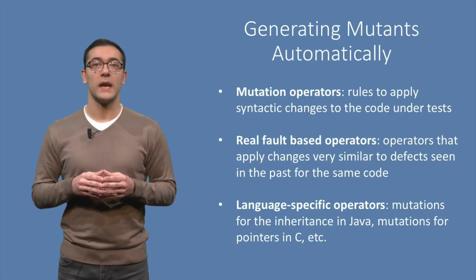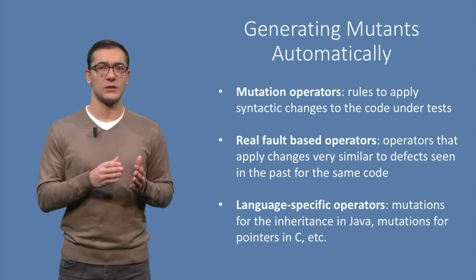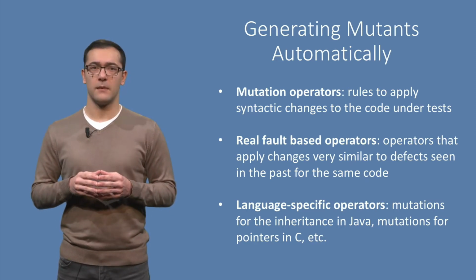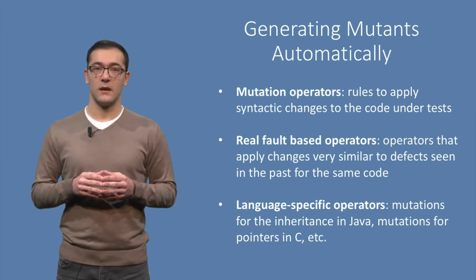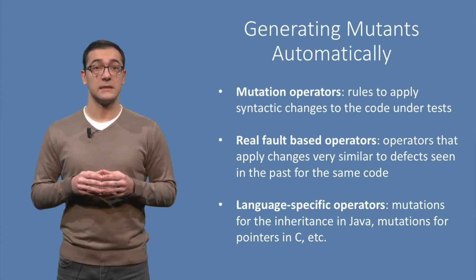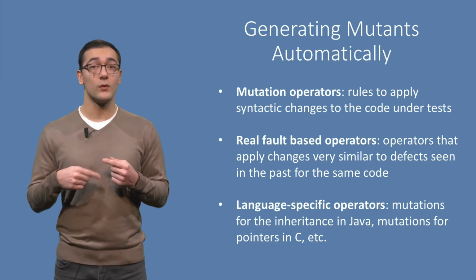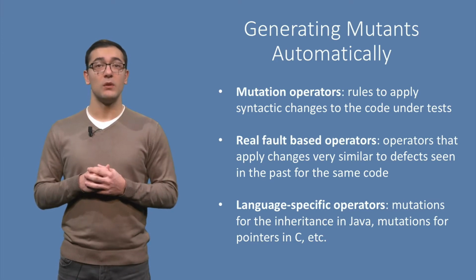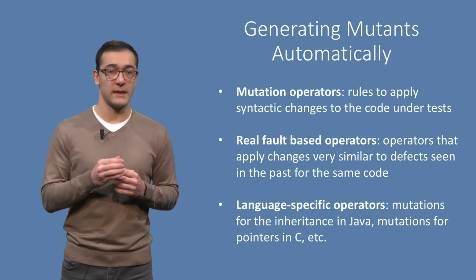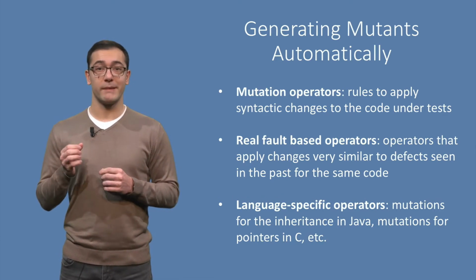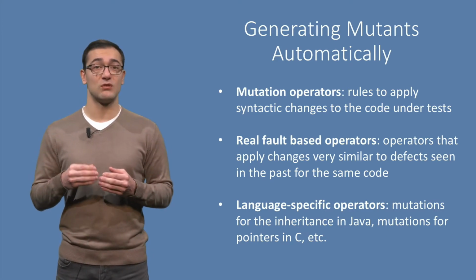Up to now, we have seen how to create mutants by manually mutating the production code. Clearly, this methodology is not practical nor efficient. For this reason, it is a common practice to rely on tools that generate mutants automatically. The mutants are created using the so-called mutation operators. Mutation operators are grammatical rules that apply syntactic changes to the production code.